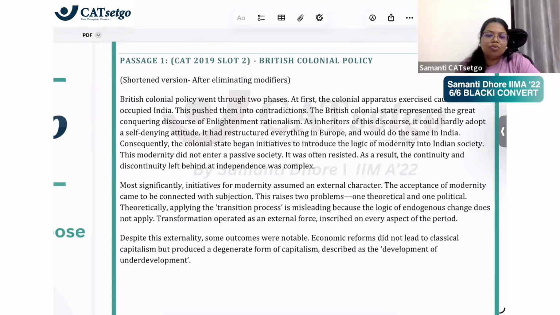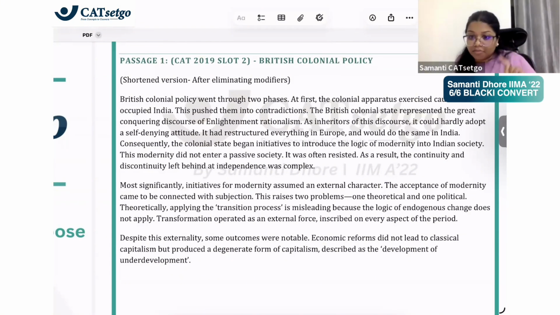I would want you to read it once so that we all are on the same page. Did you read it? If you read it, just let me know, and the rest we will analyze together. Okay, so this was a rather tough RC, not that it is very easy. After shortening it, you are probably understanding it better.